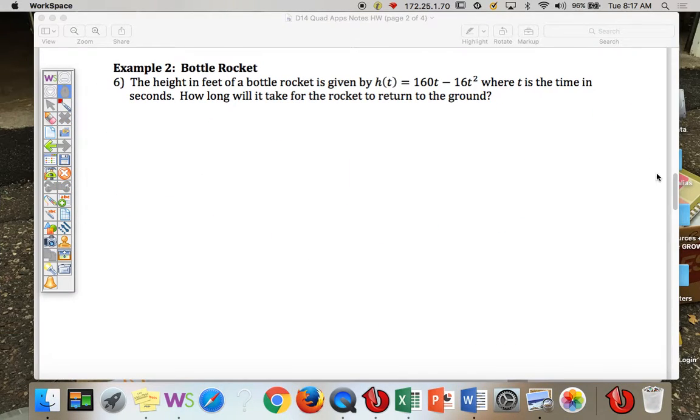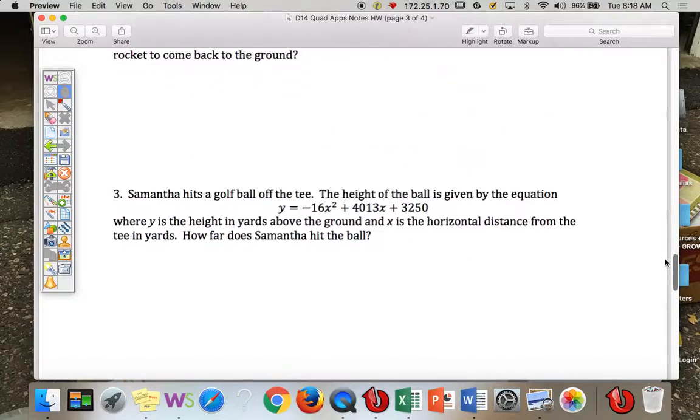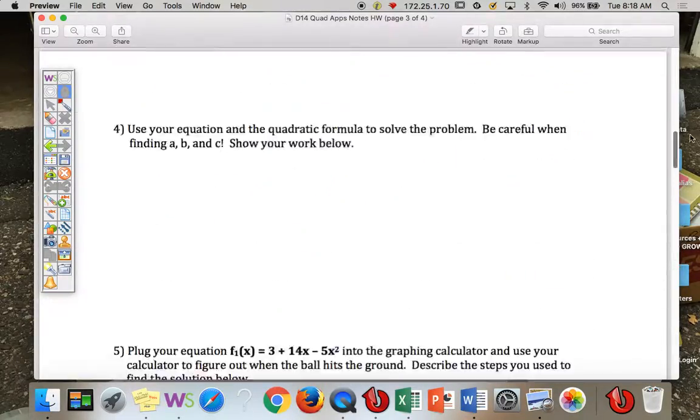So your assignment is to read through the problem, try the quadratic formula, and be able to solve word problems using the quadratic formula.